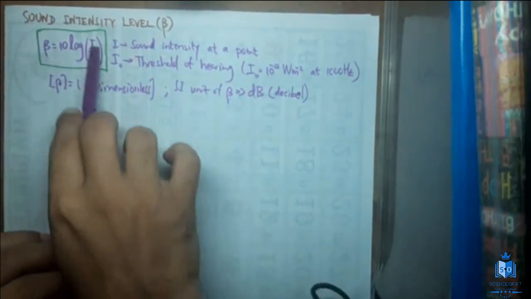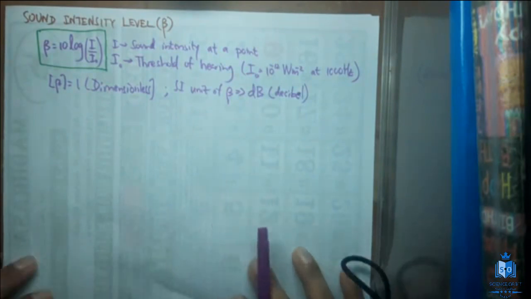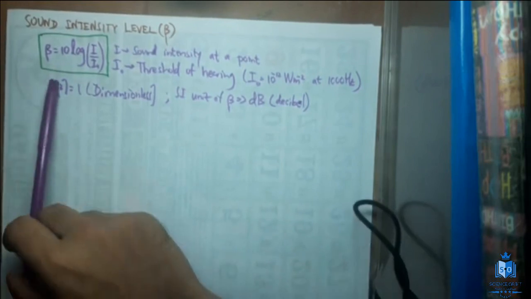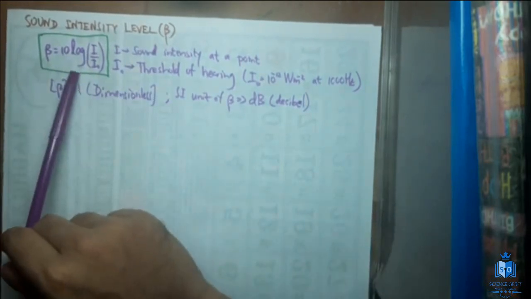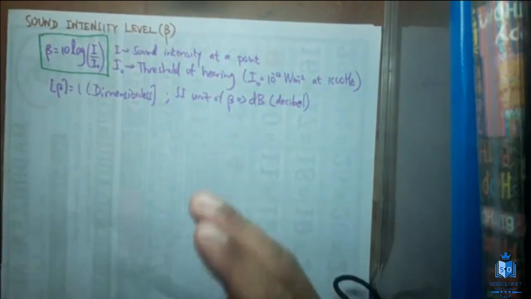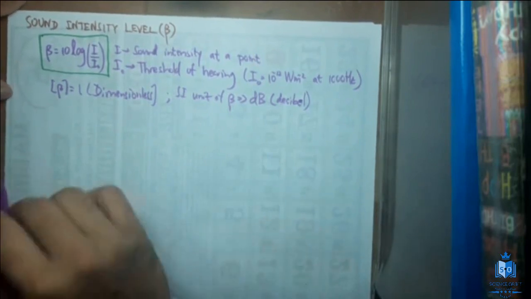Now, since this is a new equation, let's try some examples. But before that, there's one more thing you have to know. Normally, we very rarely use this equation directly for questions. Normally they will give us two different points, and we will have to compare the sound intensity levels between the two points. So I will quickly give you an example.